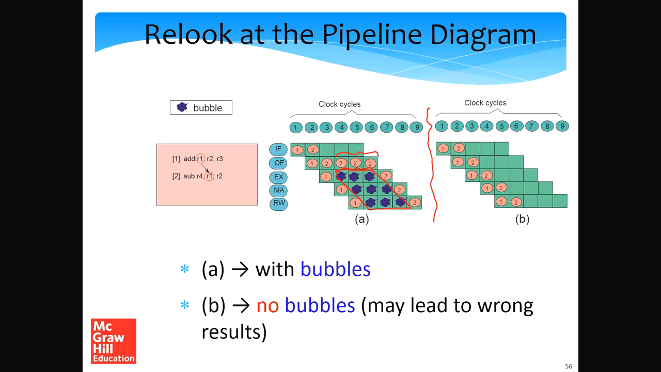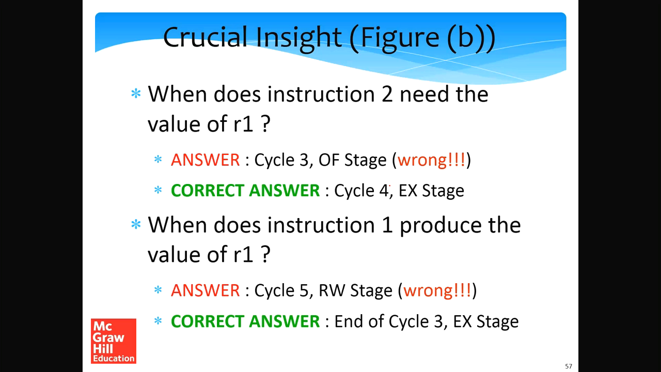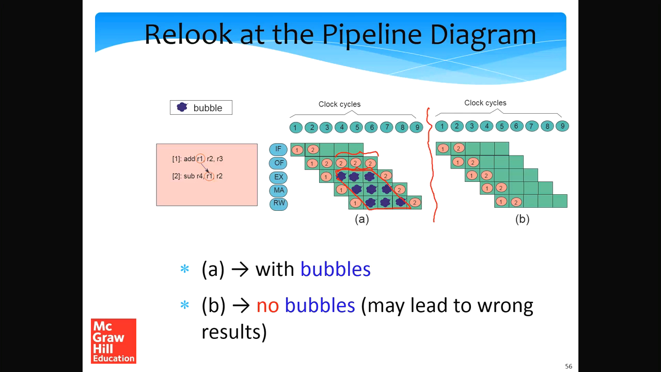So what might be a better idea is to have no bubbles at all, but in this case it will lead to wrong results. So let's take a crucial insight from figure B in the previous slides. I'll go back to it. So when does instruction 2 need the value of R1? Instruction 2 needs the value of R1.